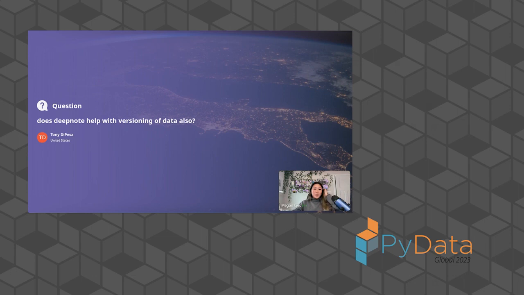Oh, okay. So the question is, does DeepNote help with versioning of data? Also, the answer is yes. And so let me share that on the screen so that this question can disappear and I can show you what it looks like in DeepNote.